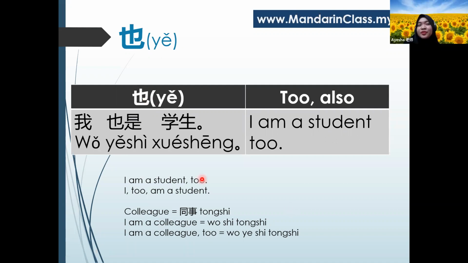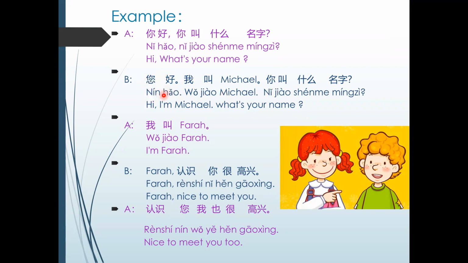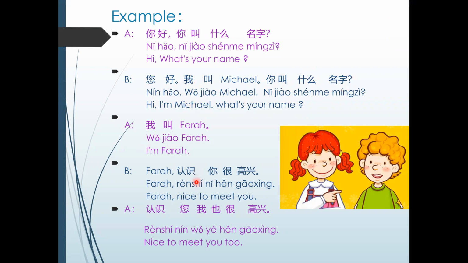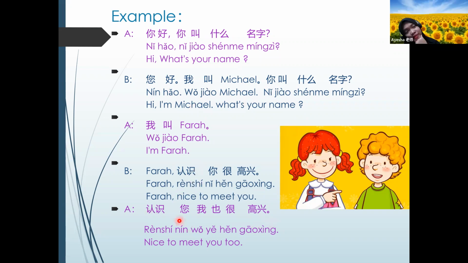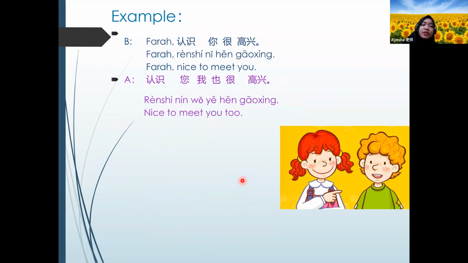Now that we know the meaning of yeah, let's go back to the dialogue. This will be the final dialogue we go through tonight. We will continue next class. Let's go to the first sentence. 你好,你叫什么名字? Hi, what's your name? 您好,我叫 Michael. 您好 is a polite way of saying hello. 我叫 Michael means I am called Michael. 你叫什么名字? What's your name? 我叫 Farah. Farah, 认识你很高兴。认识您我也很高兴。 Now let's zoom in on these two sentences and then we will call it a day.